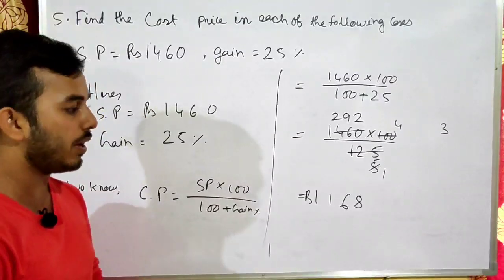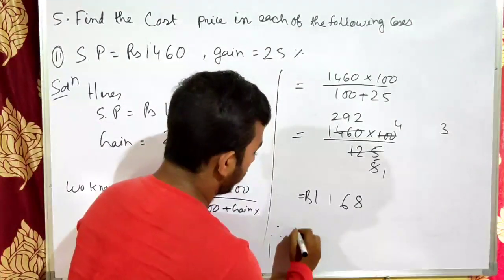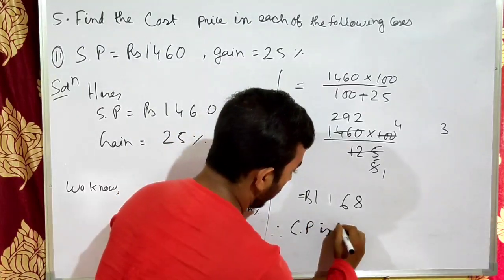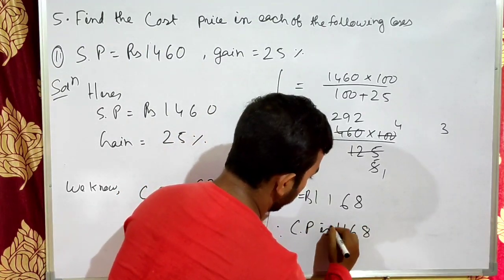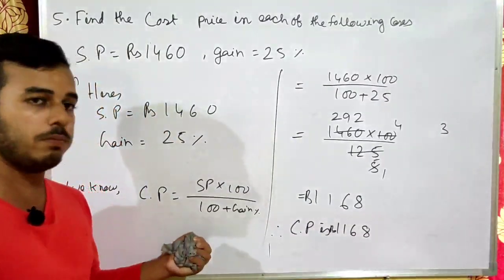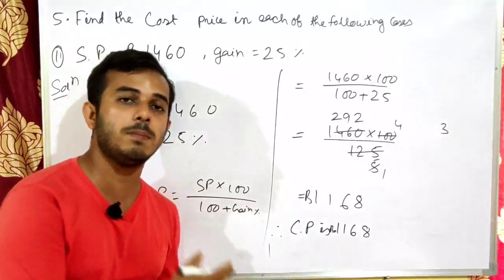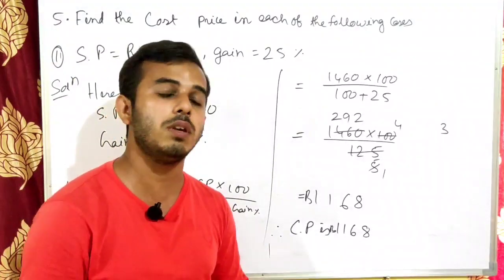So here in this case the cost price is how much? It is 1168. Okay, so we'll write, therefore, cost price is rupees 1168. So I hope this is clear to you. If you have any doubt, you can ask me. We will discuss the same problem in our next class in a better way if you don't understand.